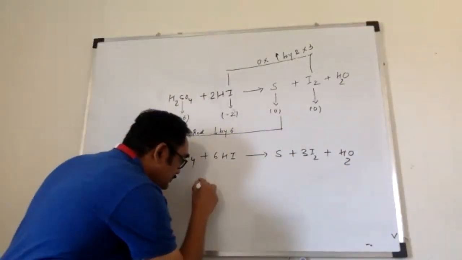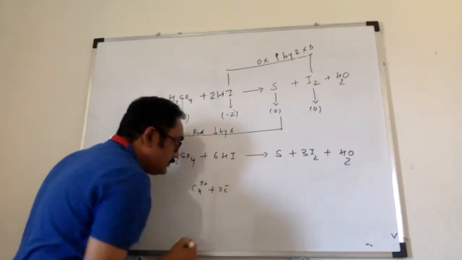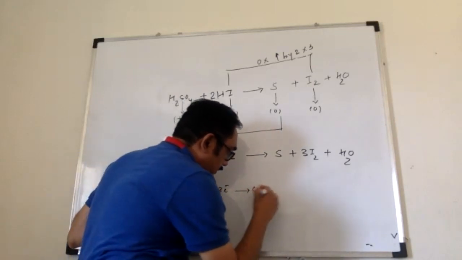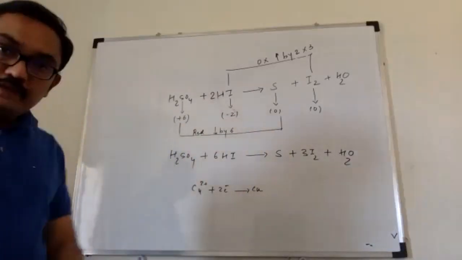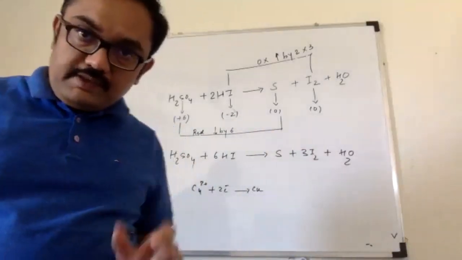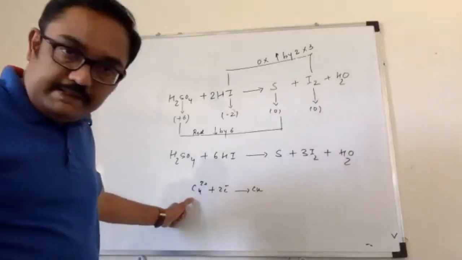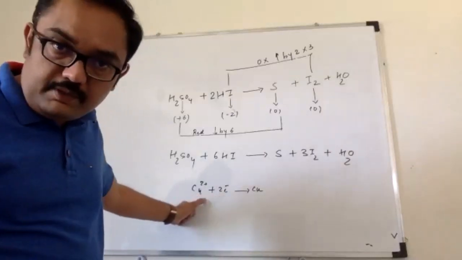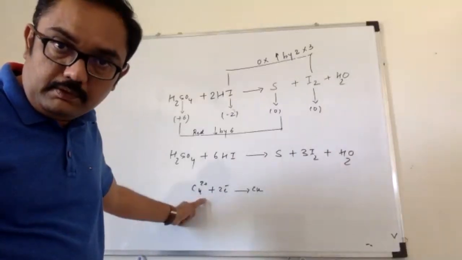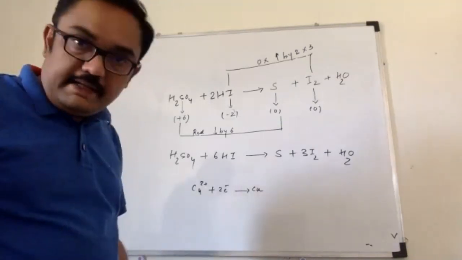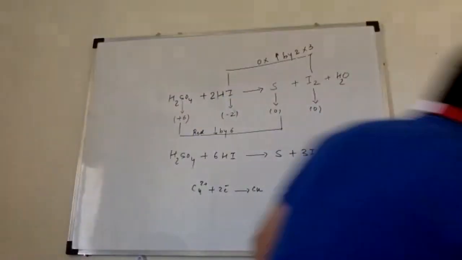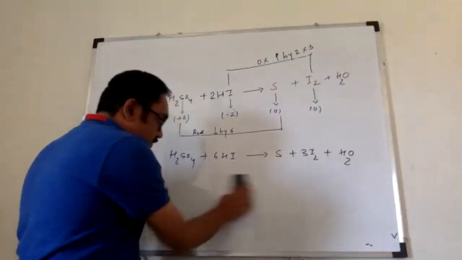Plus 2e minus gives you Cu. Now see here, the charge is balanced. If you see the equation, the left hand side plus 2 minus 2 will become 0, and the right hand side is also 0. So the charge is balanced in this equation.